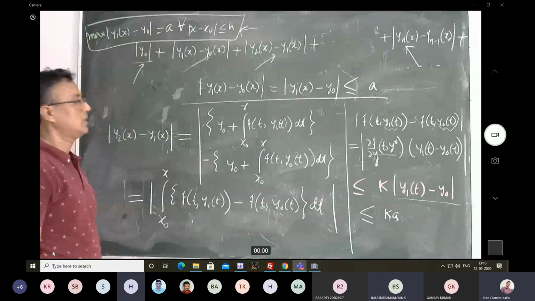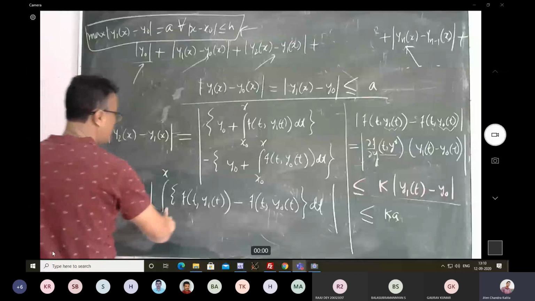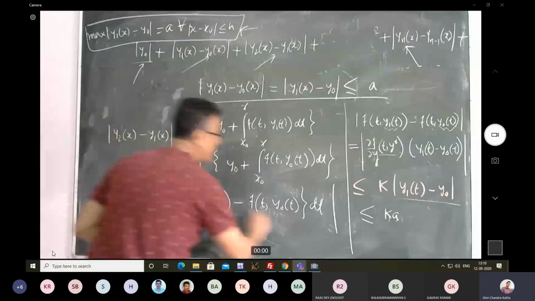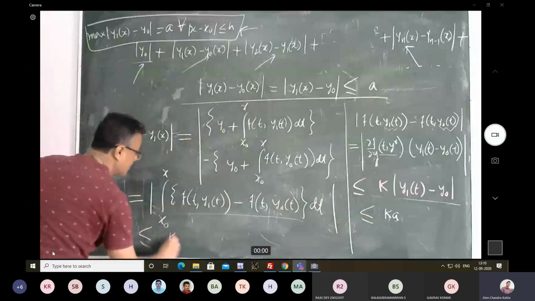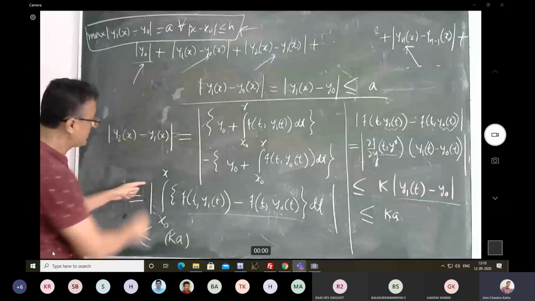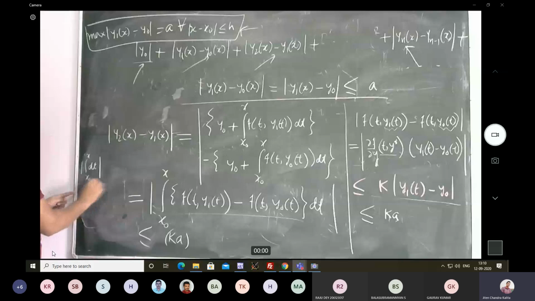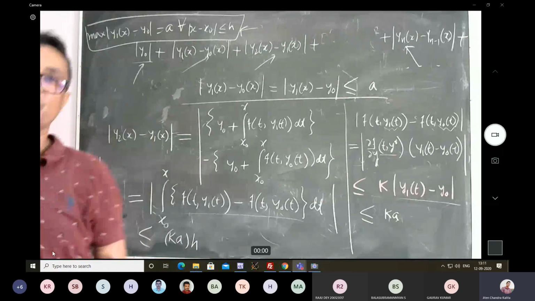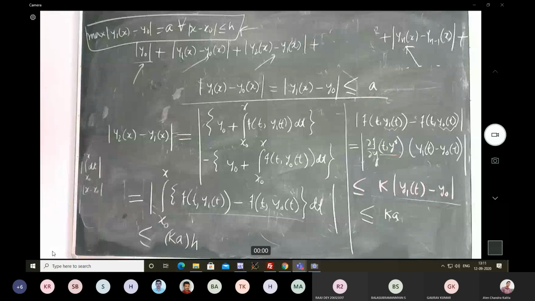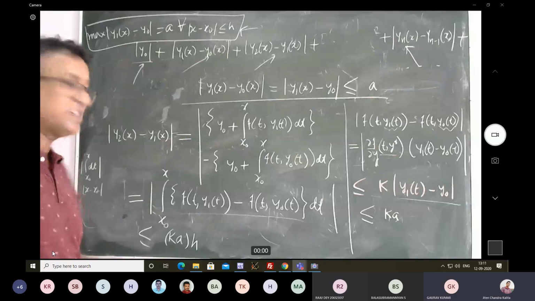Yes, sir. So that is why again from here, once you take this out, the mod part, from there you are going to get Ka, right? And you will be simply left with the integral of dt from x naught to x, and that is going to give you x minus x naught. So eventually I am going to get Kah. Okay? Yes, sir. Fine? Okay.